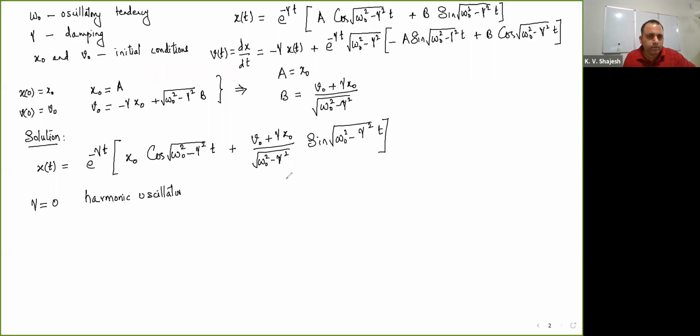And in that case, of course, the solution simplifies to x naught cosine of omega naught t plus v naught over omega naught times sine of omega naught t. This is what we had covered in an earlier lecture, just that I recorded right before this.